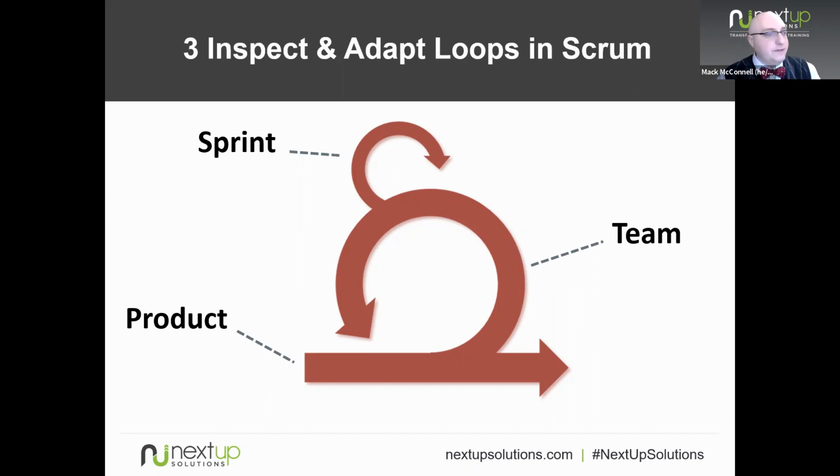So there you go. Those are the 3 inspect and adapt loops in Scrum. Every Agile framework does have various versions of these built in. Some are very explicit, like in Scrum. Others are more implicit, like in Kanban, where you have to figure out how you want them to work. But that's really what makes all of these methods Agile.